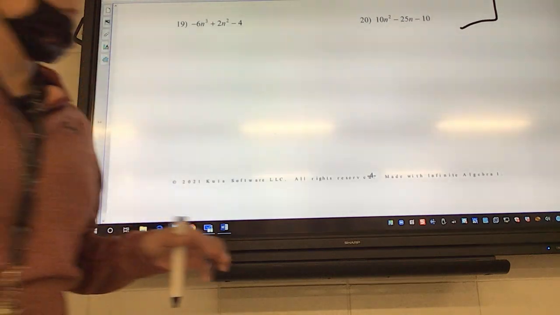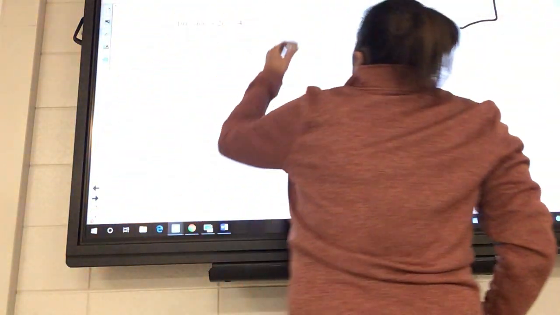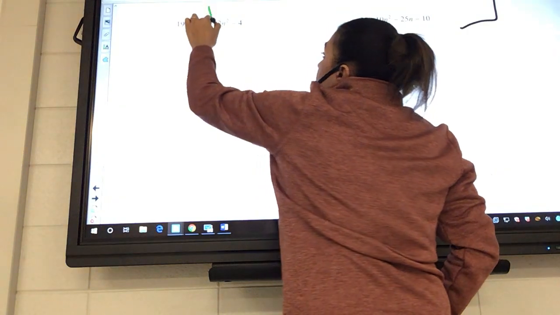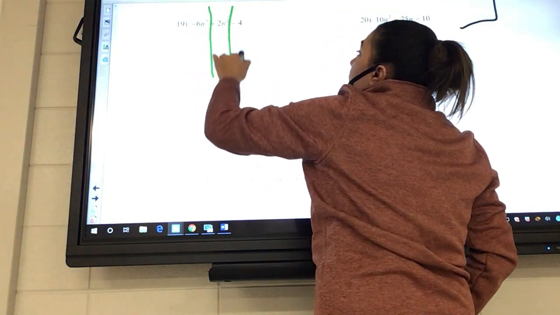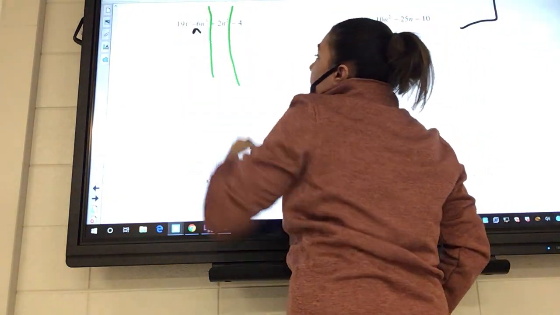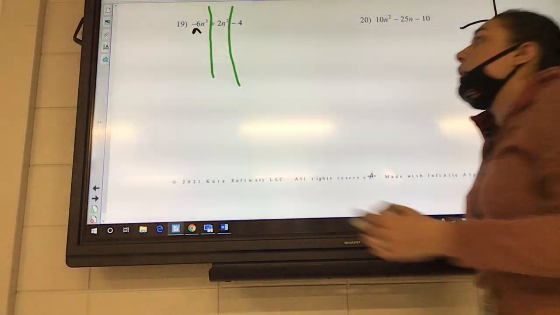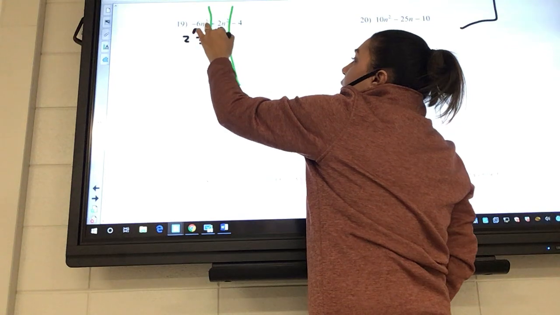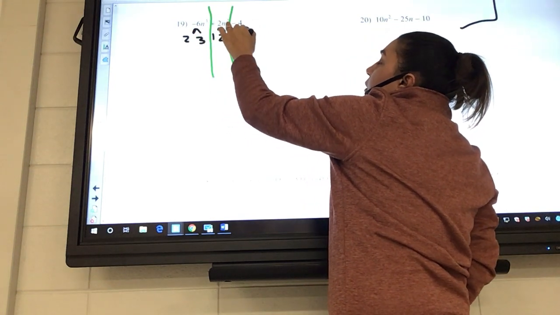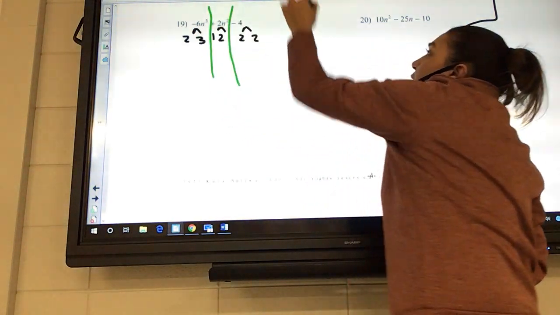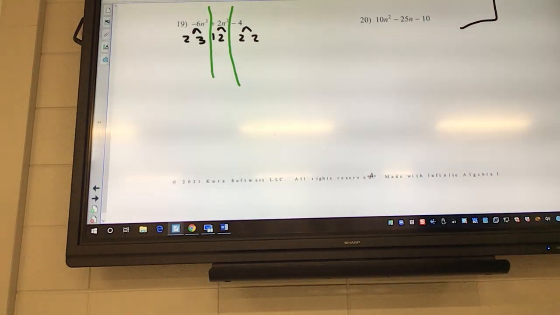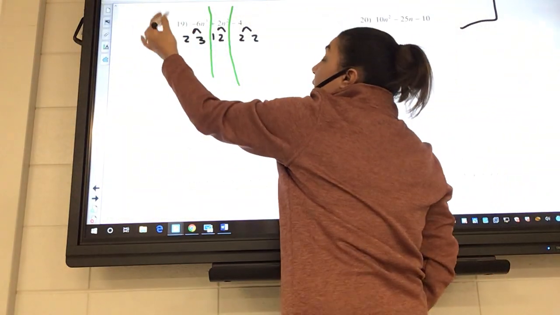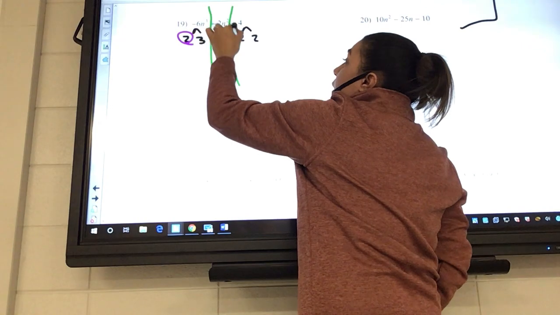Okay, what can we pull out of here? This is the same thing, but you're going to have to draw a couple of lines to help you. What are some factors of 6? 3 and 2. What about 2? 2 and 2, 1 and 2. And 4: 2 and 2. So what's a match? 2. They have to be in all three of them. So 1, 1, and a 1.